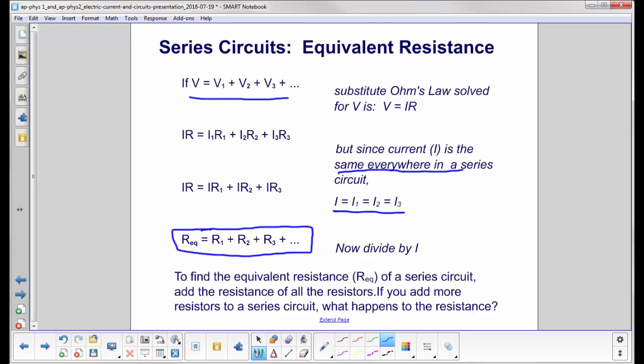What happens if you were to add more resistors to a series circuit? What would happen to the resistance? Well, any number I add here on the right side is clearly going to make the equivalent resistance greater.